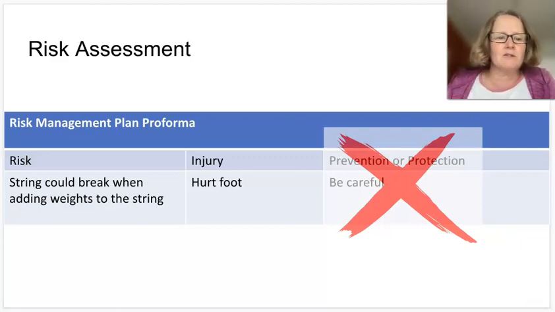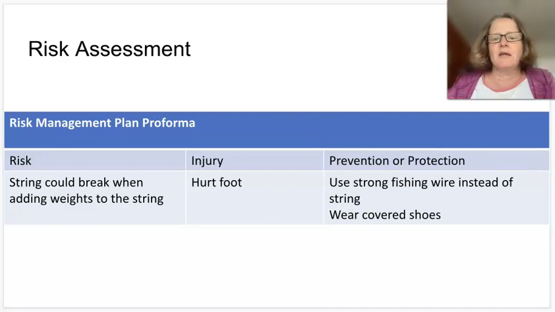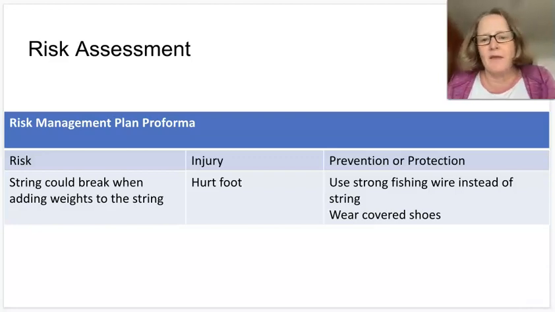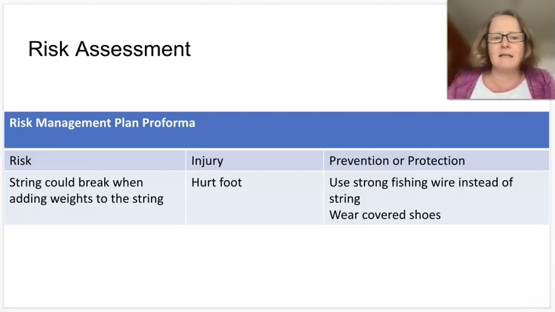So a much better way to communicate would be to say, use strong fishing wire instead of string. And you can see instantly this person understands that breaking is the critical thing. Or here they're changing what they do in terms of what they wear. They're wearing covered shoes, because covered shoes are stronger. If it lands on your foot, it's less likely to do damage. So think about writing your risk assessment in a way that communicates an understanding of how to prevent the risk or protect you if the incident did actually happen.